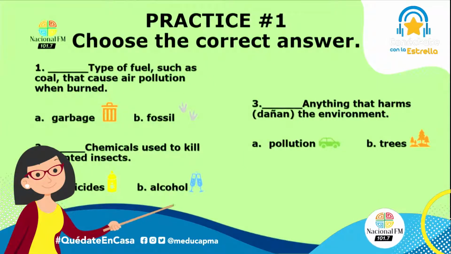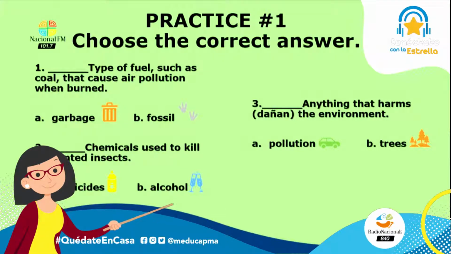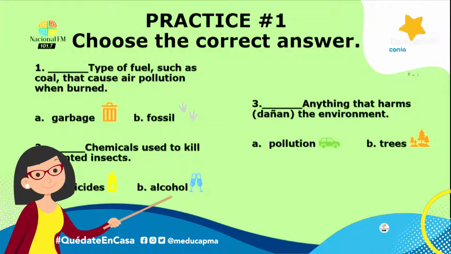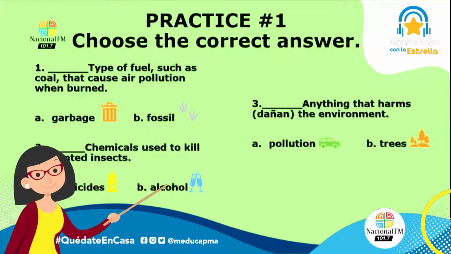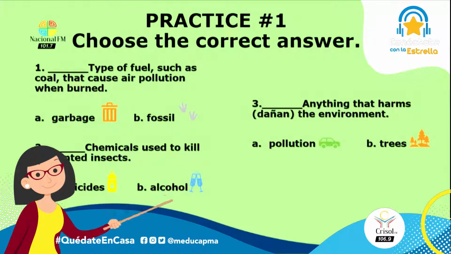Very good. Now, number three. Anything that harms, que dañan, the environment. We have A, pollution. B, trees. Which one is it? A or B? You can say A or B. Remember that you can chat with us through Instagram or through WhatsApp, okay?